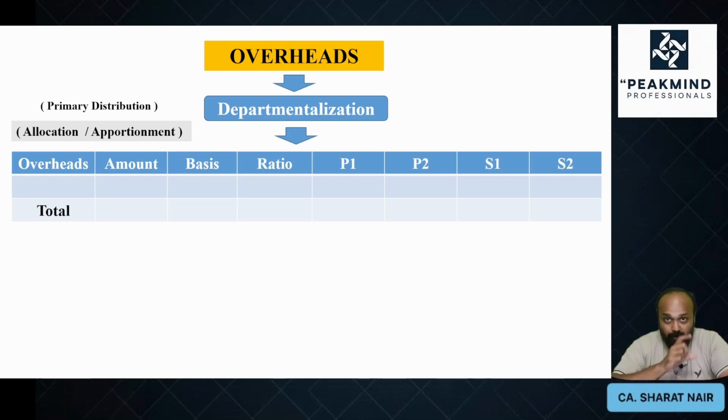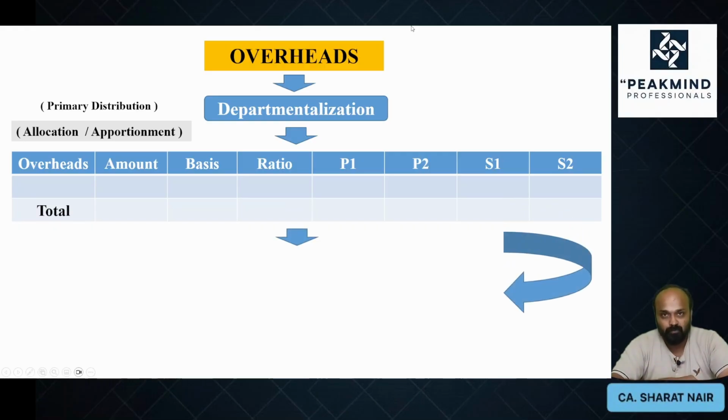And this particular process is called what? Apportionment. I hope both allocation and apportionment are clear. This entire process of departmentalization of the overhead and distribution of the cost to these departments is called primary distribution of overheads.